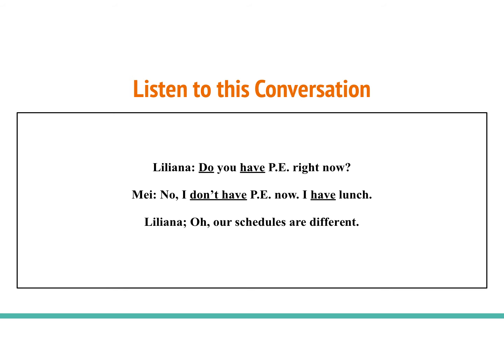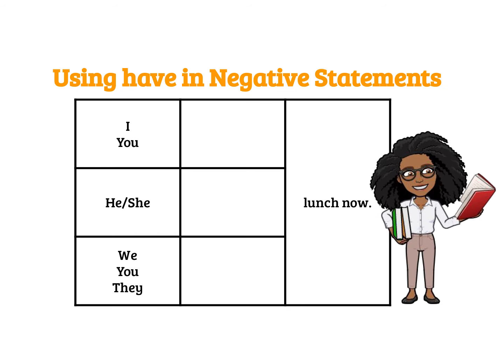In this example, we see an affirmative statement using the verb have as well as a negative statement using the verb have. Now we're ready to get into our chart, but before we do, I want to remind you of what a negative statement is. A negative statement is a statement that you are saying no to, or it is something that would be not true. All right, now that we're clear about that, let's go ahead and fill in our chart.